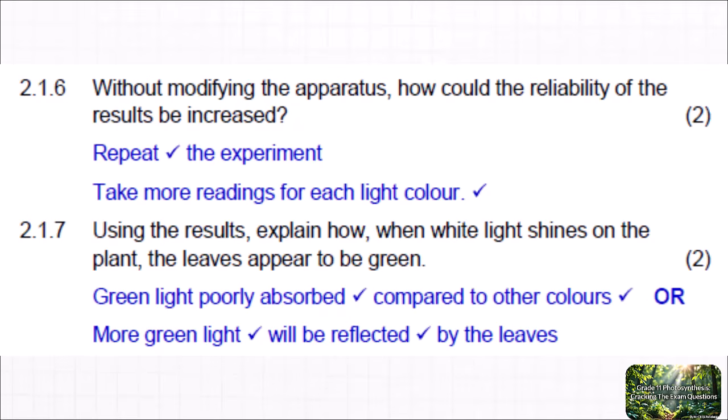And here's the big connection. Why do leaves look green to us? Because that's the color they don't use much. They reflect it away right into our eyes. This experiment proves that theory perfectly.